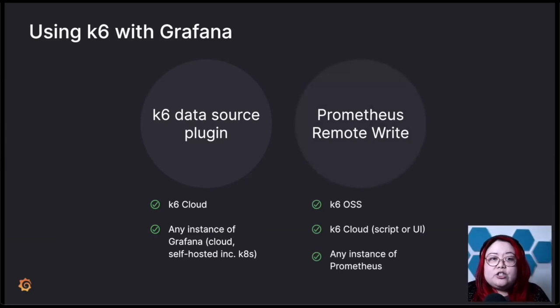Secondly, there's Prometheus Remote Write. k6 doesn't yet expose load testing results in Prometheus format. You can ask me about that later, but this way lets you utilize the remote write feature of Prometheus to effectively push the results to Prometheus. And this works with both k6 OSS and k6 Cloud, and with any instance of Prometheus, so not just Grafana. So let me show you how both of these 2 ways work.